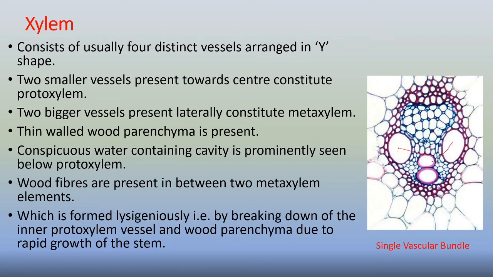You can see they are present here. The xylem elements are present in a Y-shaped structure. Then thin-walled wood parenchyma is also present, that is also called the xylem parenchyma. Then the presence of the lysigenous cavity or the water containing cavity is prominently seen here just below the protoxylem element. Now how this water cavity is formed, that is considered as due to the disorganization of the protoxylem elements.